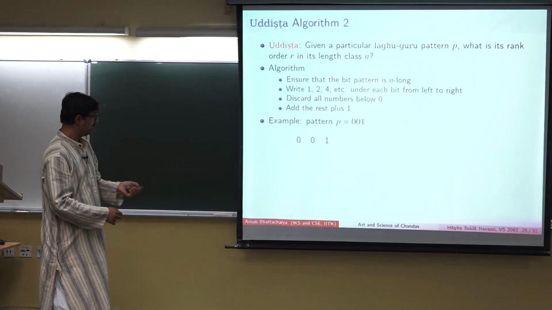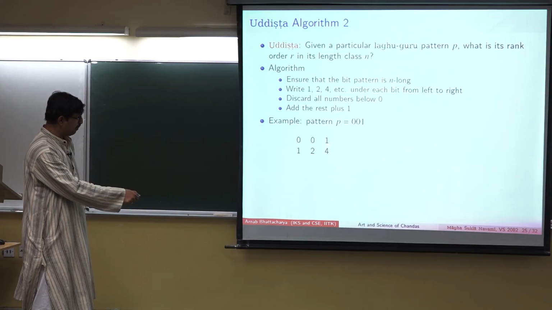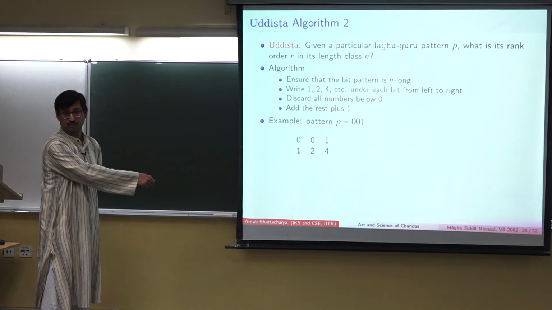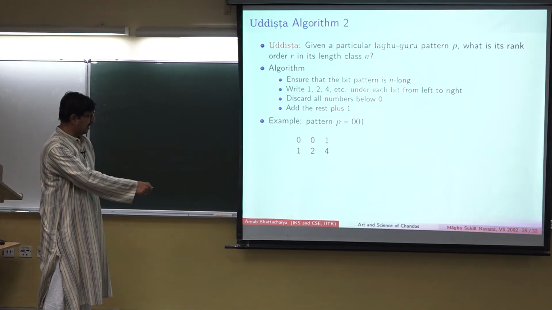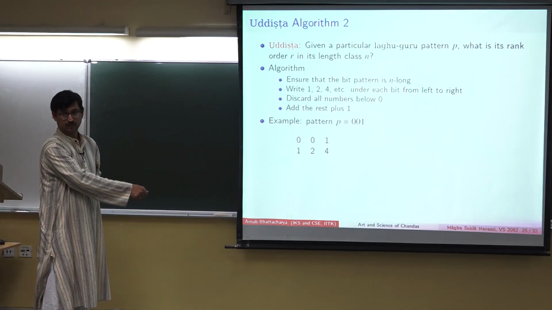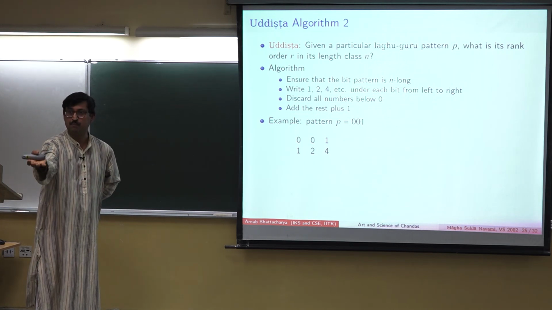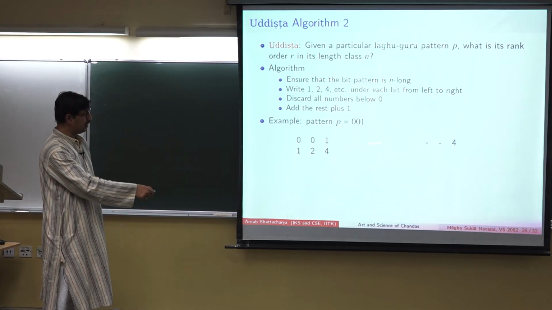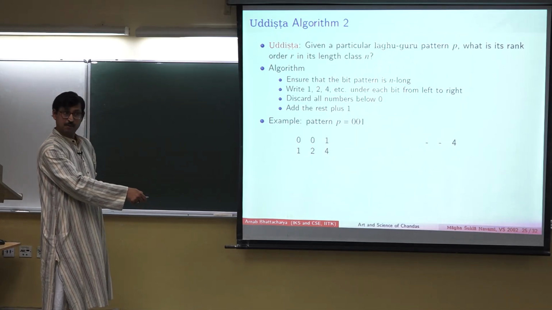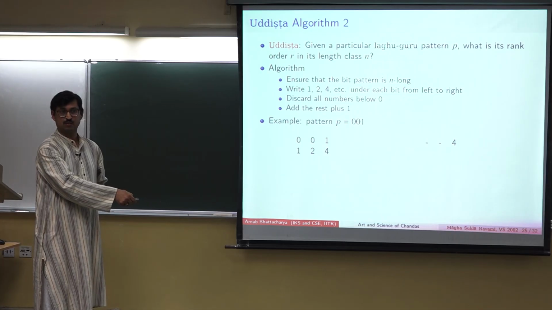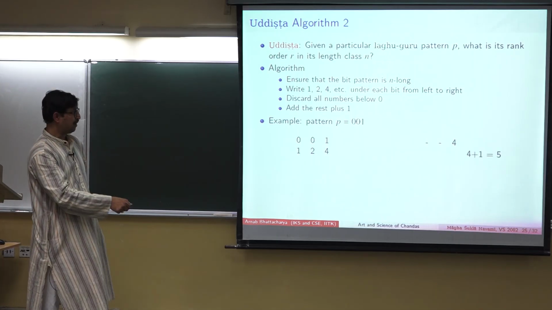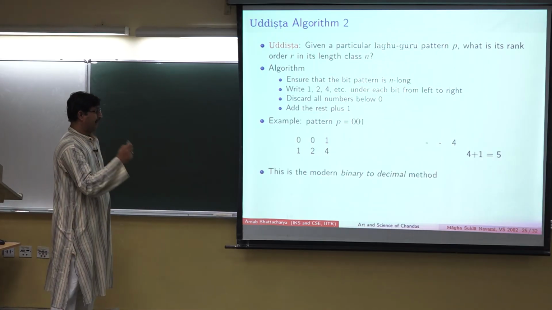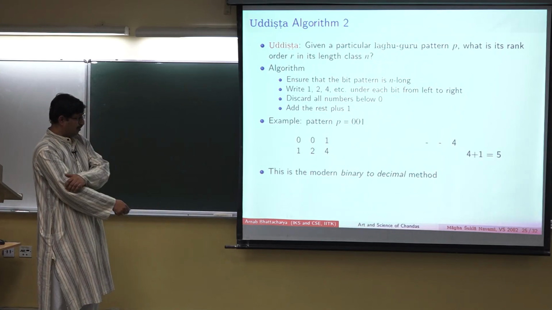So you write down this and you write down the place values. Remember, this is right to left, so you write it the other way around. Then anything that is 0 you ignore, because it's multiplying by 0, right? So you add this up, you get 4. Remember, rank in the Pingala system is 1 plus, so plus 1. Fine? Okay, this is a modern binary to decimal method.